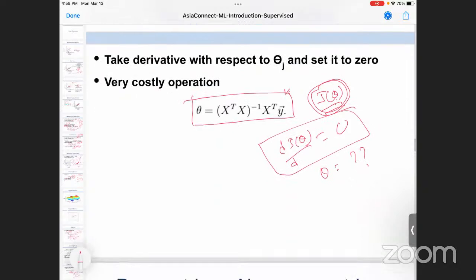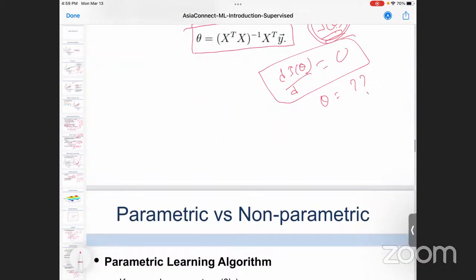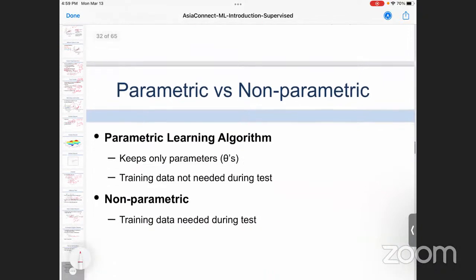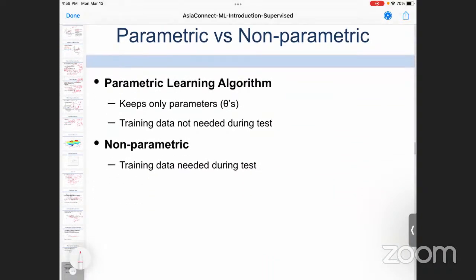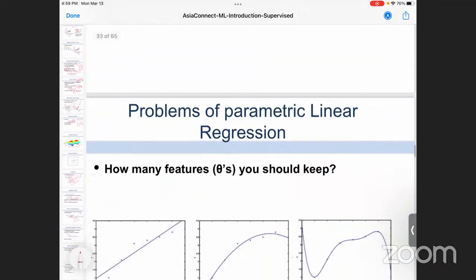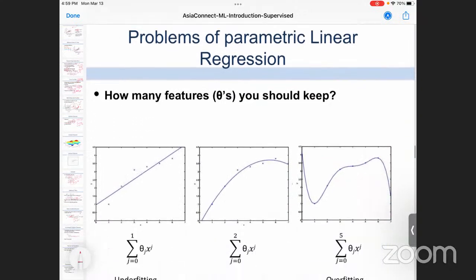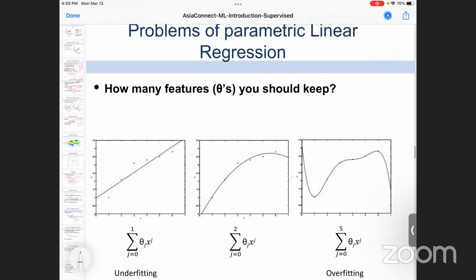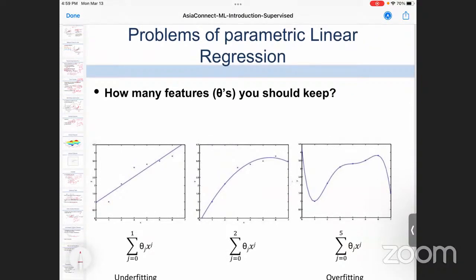Okay. Next, I am quite behind schedule, so maybe I will skip these things. This is called locally weighted regression. This is another form of regression. I'm just telling you the problem. Basically, this is one concept, that's why I want to discuss this.